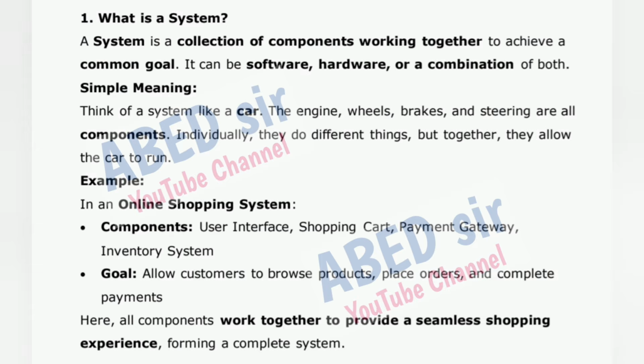Simple meaning. Think of a system like a car. The engine, wheels, brakes, and steering are all components. Individually, they do different things, but together, they allow the car to run. Example. In an online shopping system. Components, user interface, shopping cart, payment gateway, inventory system. Goal, allow customers to browse products, place orders, and complete payments. Here, all components work together to provide a seamless shopping experience, forming a complete system.